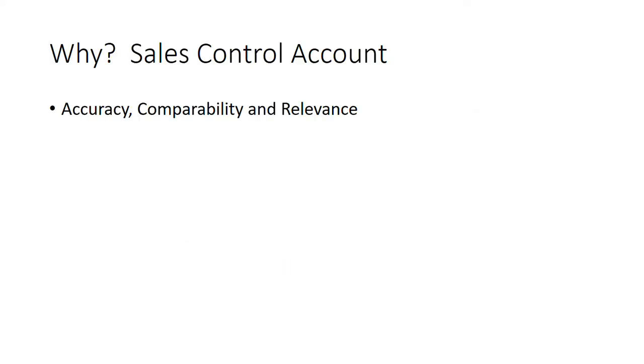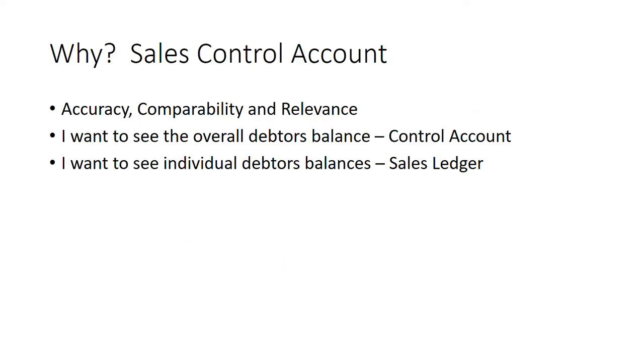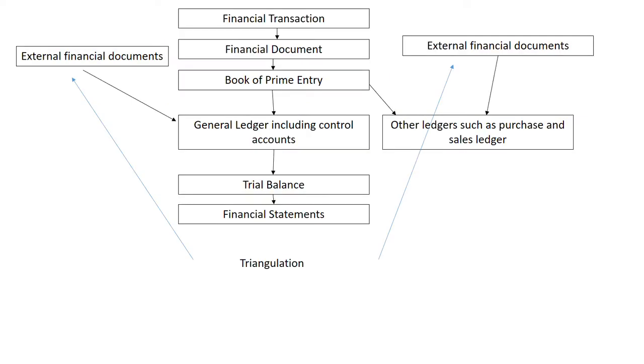I want to see those individual customer balances because I want to see if particular customers aren't paying on time. I want to see if particular customers represent a bad debt risk. I want to see which customers we're chasing. So remember, I want actions. The big figure in the control account is just telling me there's a problem, but it's not telling me what to do about it. It's just that we've got a problem. The smaller numbers in the sales ledgers tell me where I've got a problem and what I'm going to do about it.